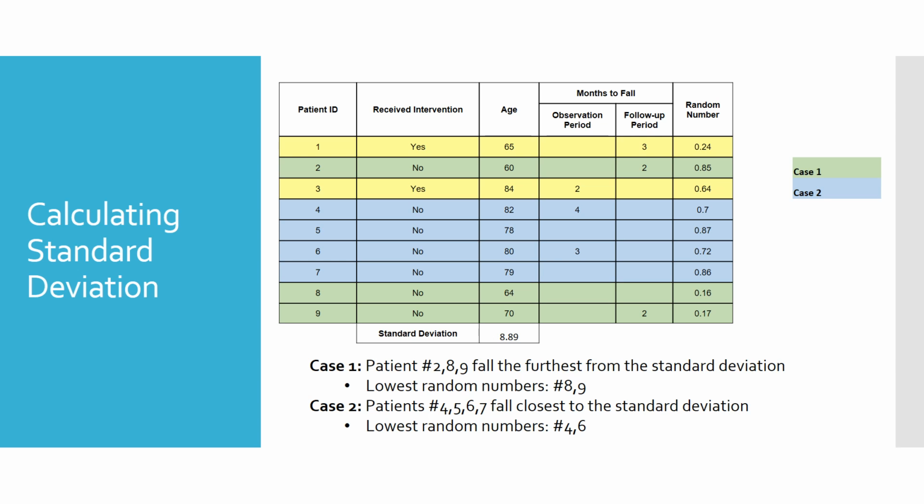As you can see in this table, I highlighted patients from case 1 in green and the patients from case 2 in blue. After calculating the standard deviation, I then found that in case 1, patients 2, 8, and 9 fall the furthest from the standard deviation, and from this I calculated the lowest random numbers of 8 and 9. In case 2, patients number 4, 5, 6, and 7 fall closest to the standard deviation, and the lowest random numbers in case 2 are patients 4 and 6.